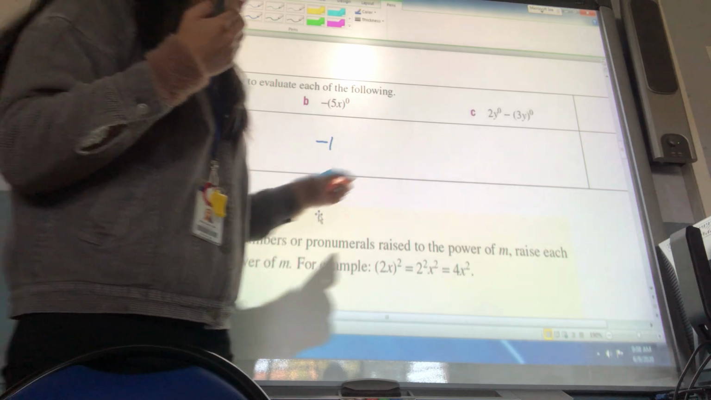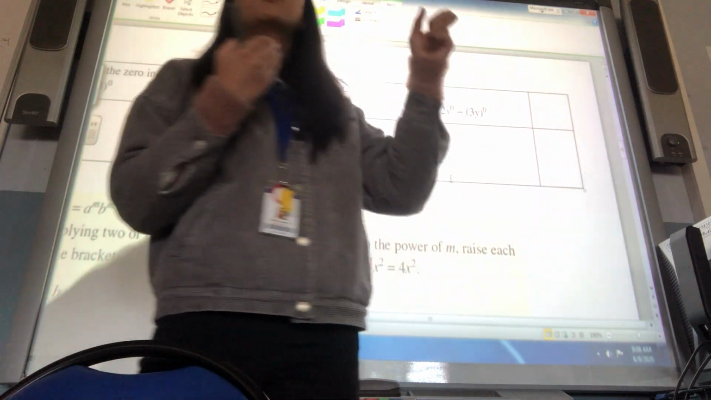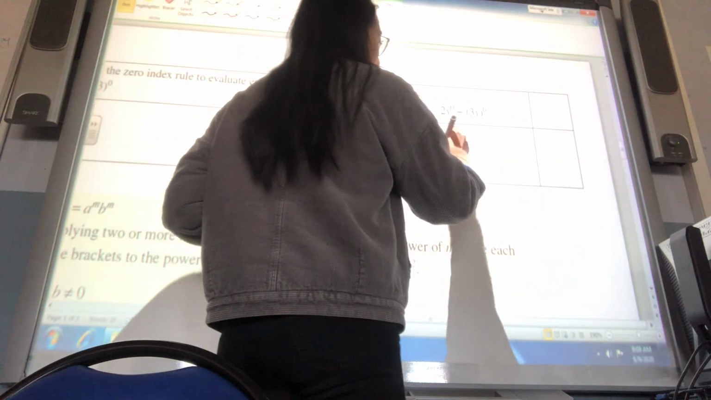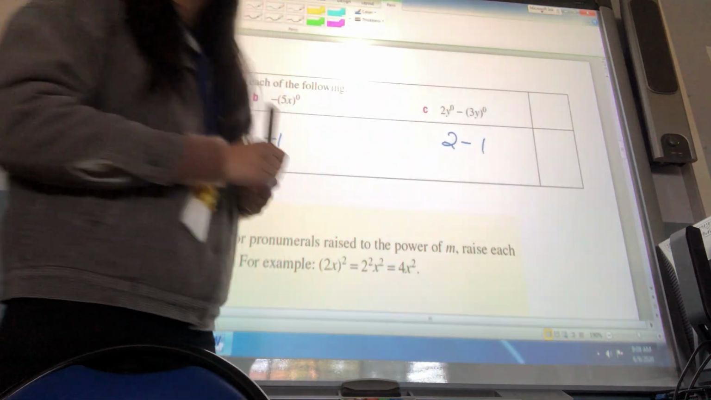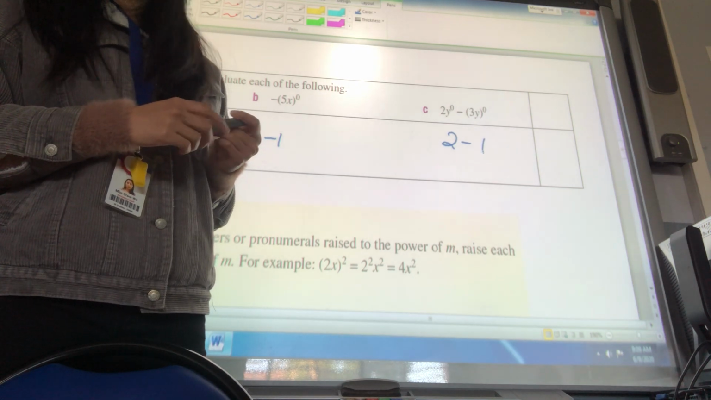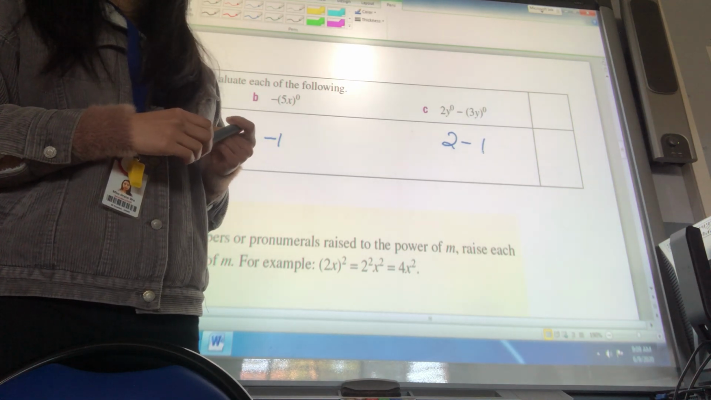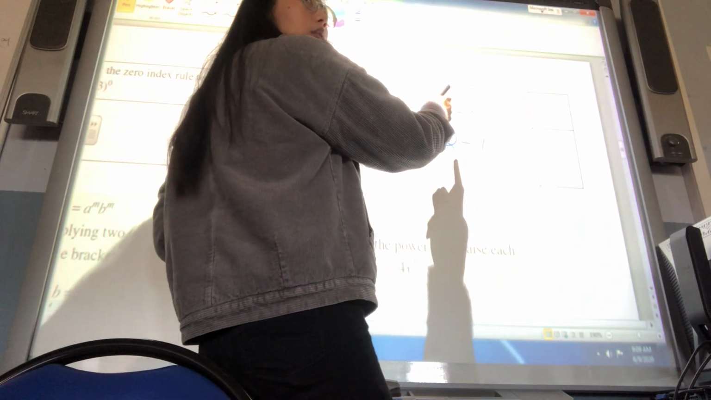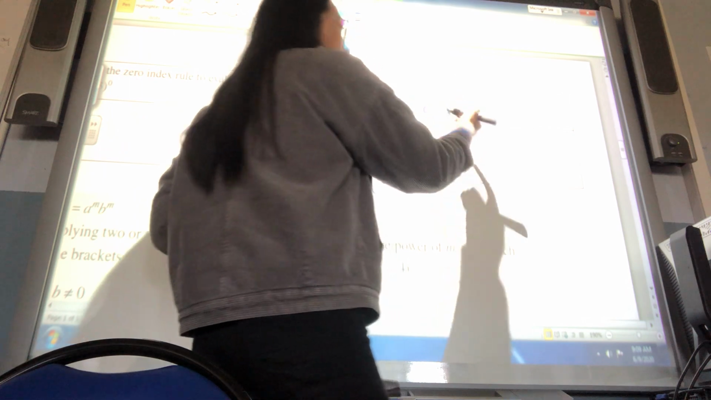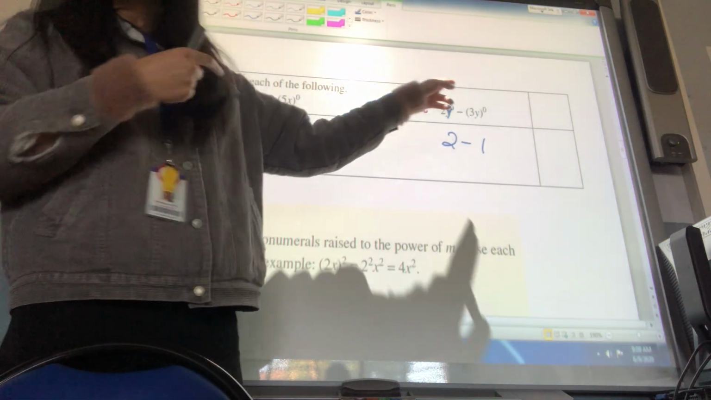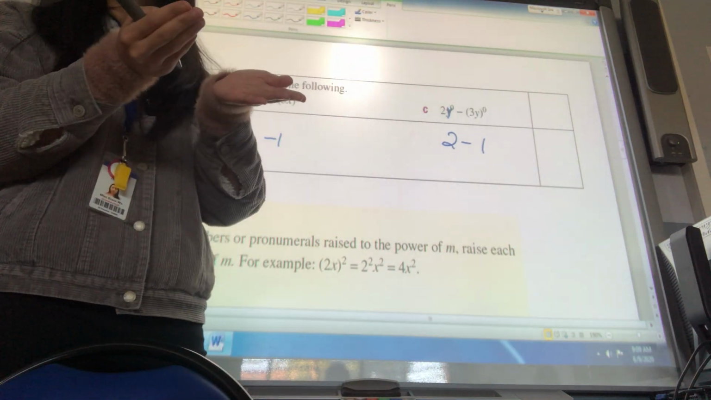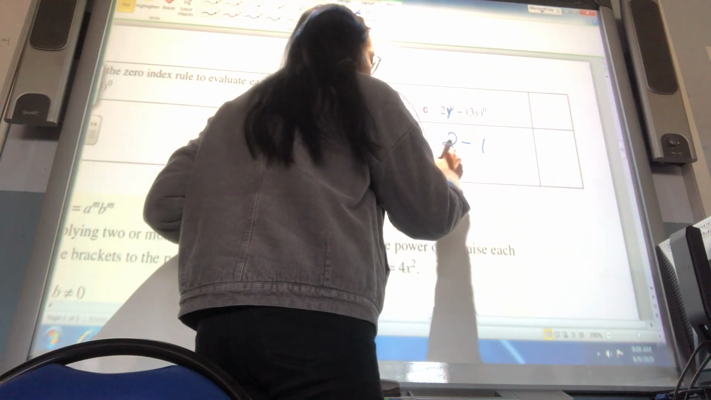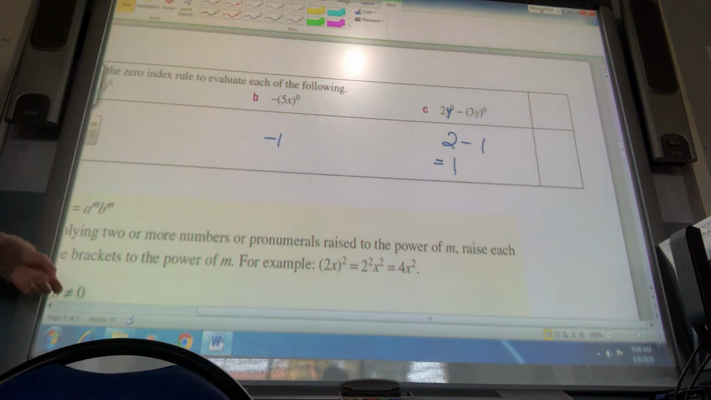Next one. So 2y to the power of 0 minus 3y to the power of 0. It's going to be 2 minus 1. Any questions here? Yeah, what's your question? Why is it 2 not 1? Because, what's the 0 applied to? It's only to the y. 2 is outside. But in the second one, 3y, this whole thing is inside brackets to the power of 0. So the whole thing becomes 1, right? So 2 minus 1, this is equal to 1.